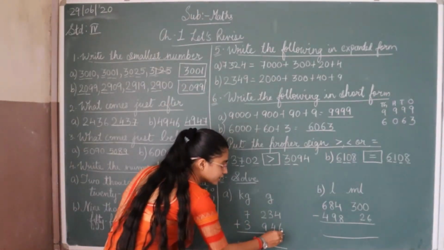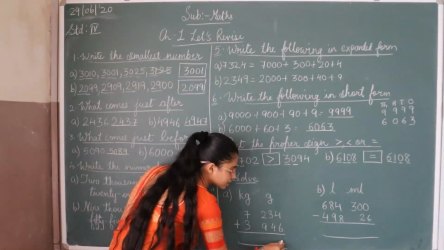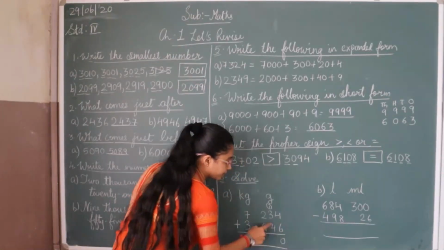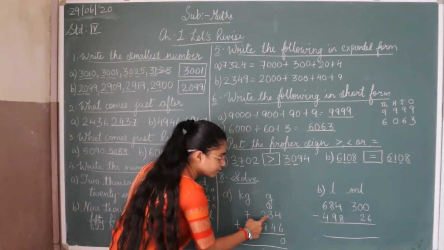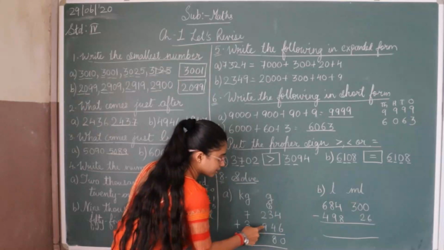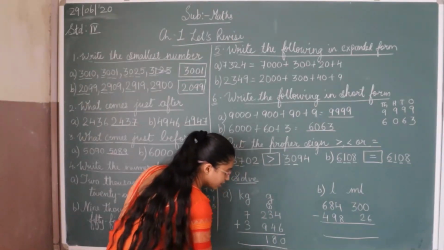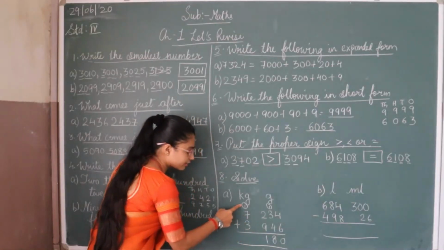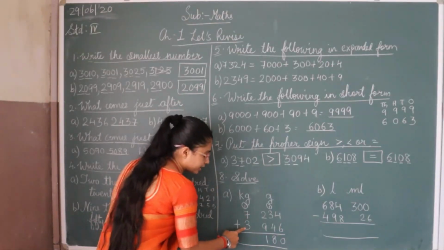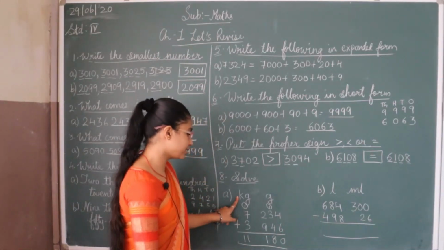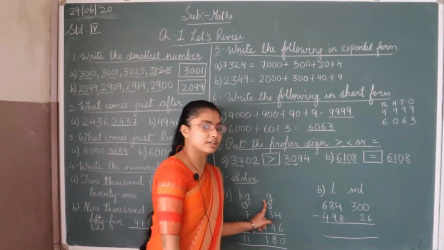That means 6 plus 4. 6 plus 4 is 10. 0 will come down and 1 carry over. Then 3 plus 1 is 4. Then again 4 plus 4 is 8. Then 9 plus 2 is 11. 1 downside and 1 carry over. 7 plus 1 is 8 and 8 plus 3 is 11. So our answer is 11 kg and 180 gram.